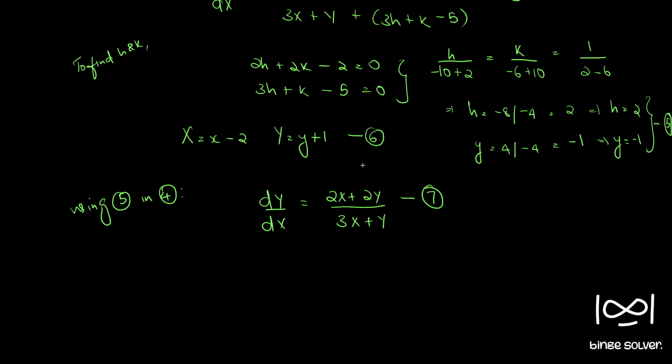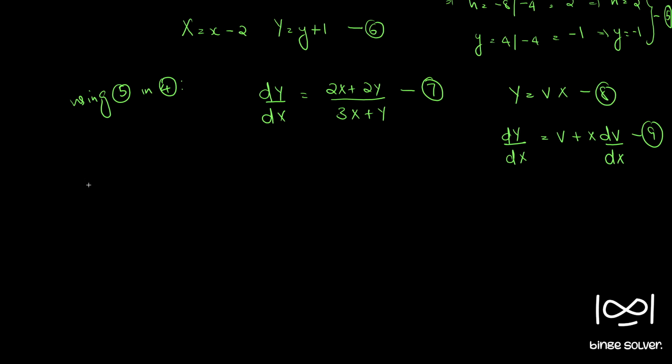This is a homogeneous form. For such a homogeneous form, we have the substitution Y equal to vX. Let's call this equation 8. Differentiating equation 8 with respect to X, we have dY by dX is equal to v plus X dv by dX. Let's call this equation 9.